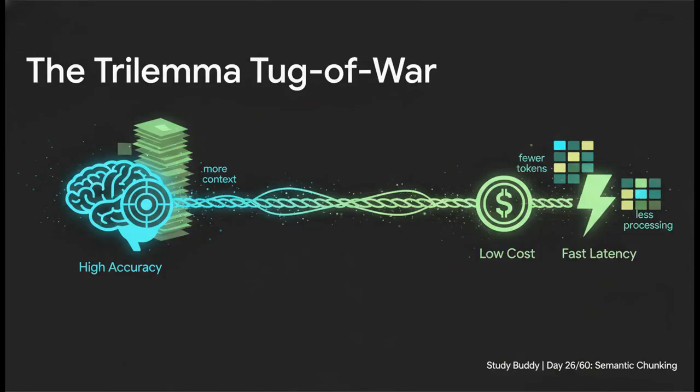It really is a constant tug of war. For high accuracy, the AI needs more context, right? But to keep your costs down, you have to use fewer tokens. And of course, for those fast, snappy responses, you need way less processing. When you treat a document like one giant block of text, you just can't have all three. You're forced to pick your poison.